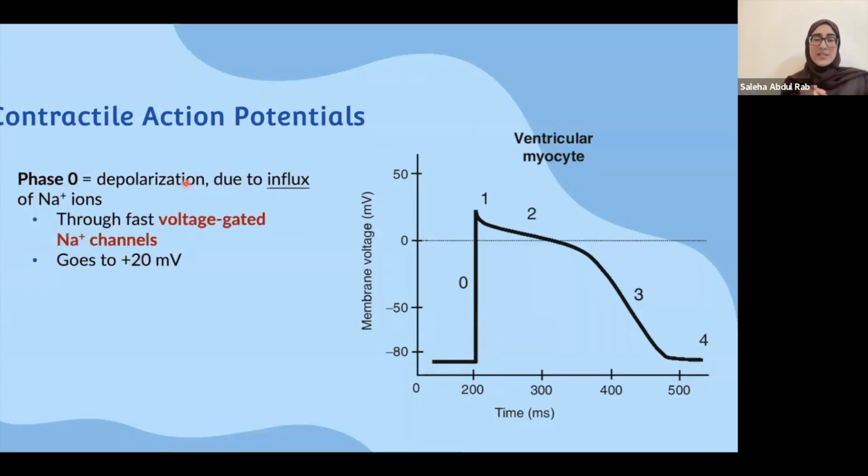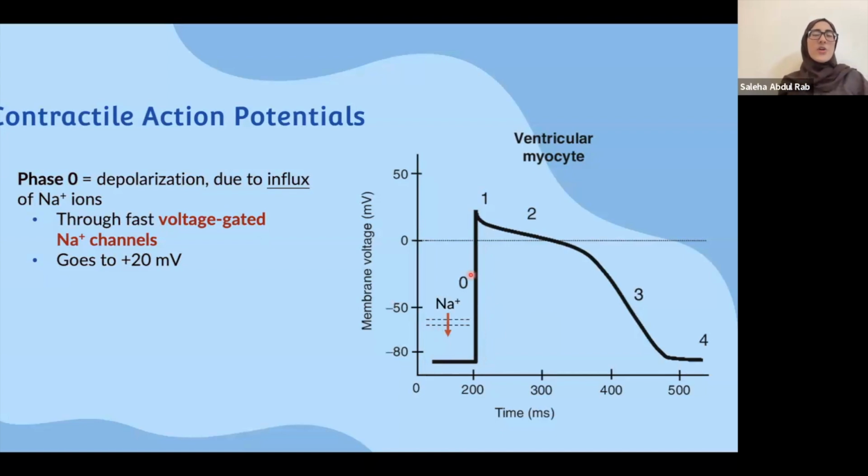So let's start with phase 0. What happens in phase 0? There is depolarization due to influx of sodium ions. Okay. This occurs through voltage-gated sodium channels. Now, this membrane potential goes from -90 all the way to +20.